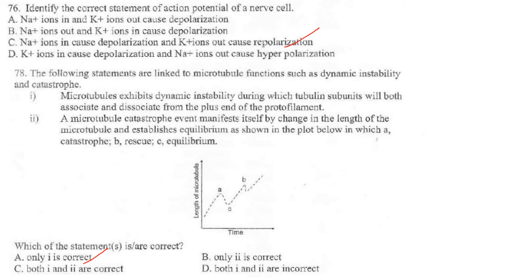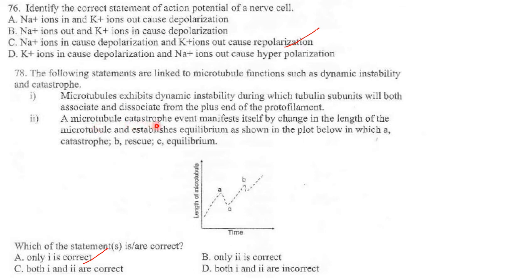The following statements are linked to microtubule functions such as dynamic instability and catastrophe. So microtubule exhibit dynamic instability during which tubulin subunits will both associate and dissociate from the plus end of the protofilament. So that is correct. That statement is correct. So 1 is correct.